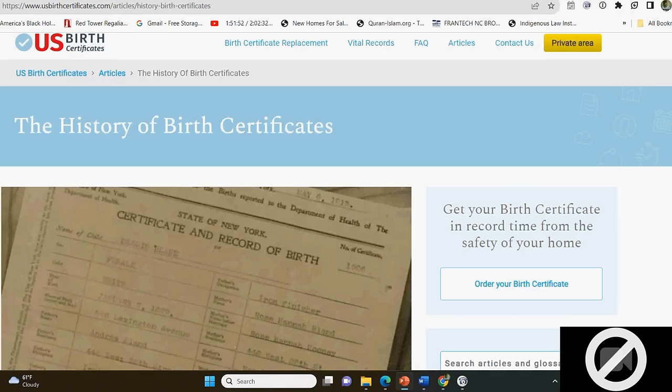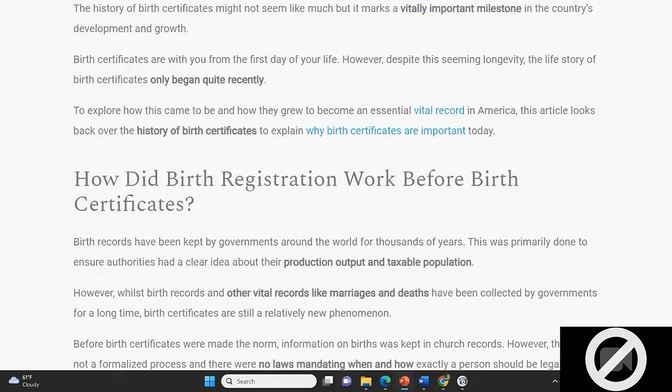If you look up the United States birth certificates, this is the history of the birth certificates. You might not know what I'm getting ready to go over, but look it up. The history of the birth certificates might not seem like much, but it marks a vitally important milestone in the country's development and growth. Birth certificates are with you from the first day of your life. However, despite this seeming longevity, the life story of birth certificates only began quite recently.